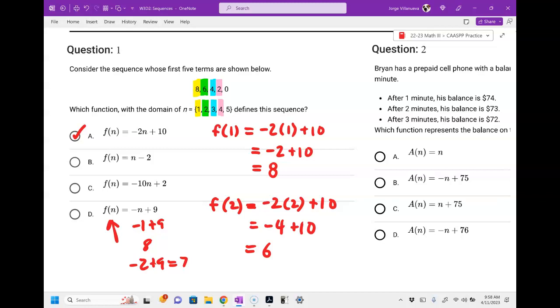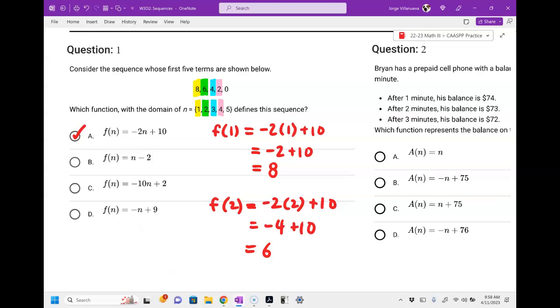So that's why D would have not worked. Because maybe the first one worked, second one did not work. That's why I told you don't just plug it in once and say, oh, that worked just fine. Notice if that's the case, then you would have said D would have been the answer. And that would have been wrong. Okay? Always try at least 2 numbers. Okay? At least 2 numbers.